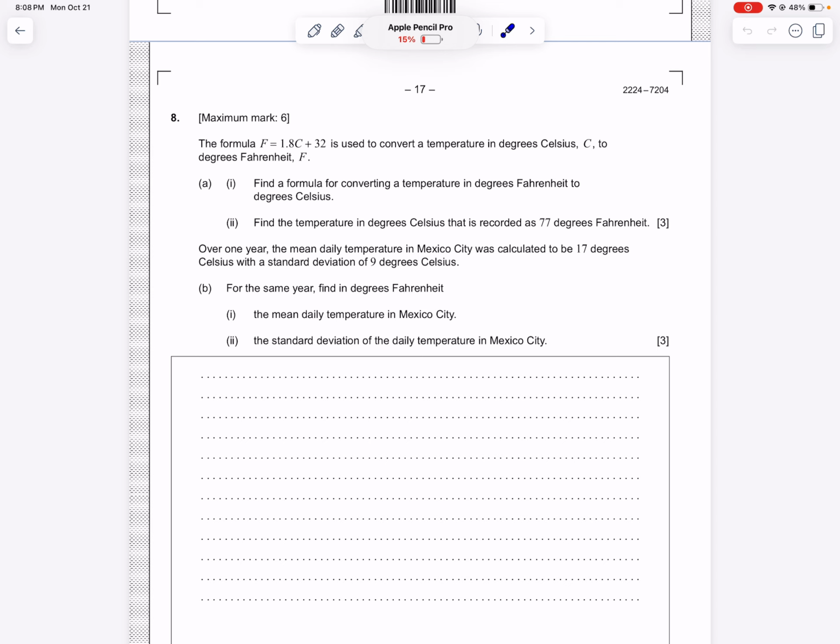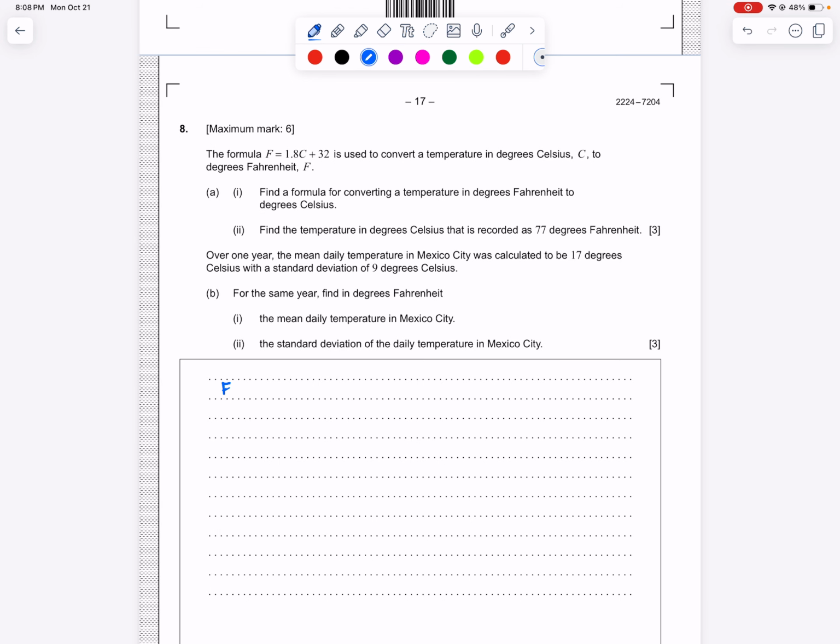It gives us here the formula for Fahrenheit and how it converts with Celsius. And so in this question it says find the formula for converting temperature in Fahrenheit to Celsius, which means that they want us to take the C and isolate the C. So let's begin. All right, so here we have that original formula, Fahrenheit equals 1.8 C plus 32. And we are working to isolate that C.